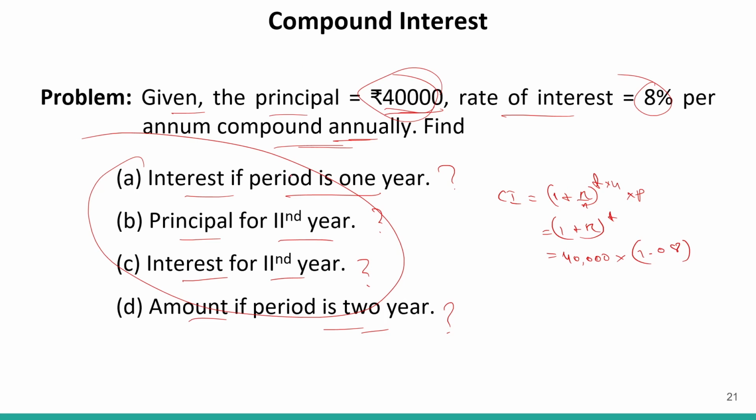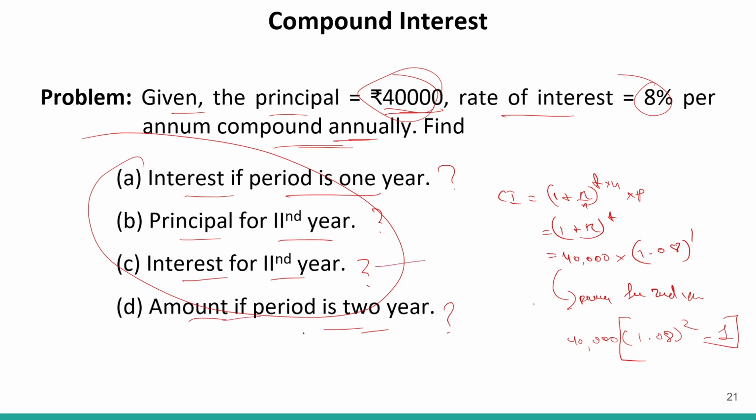Okay, so if the interest period is 1 year, it will be 1. If it is 2 years, the principal for the second year will be this. So the interest for the second year will not be the same; it will actually be 40,000 into 1.08 whole square minus 1. This much will be the interest for the second year.